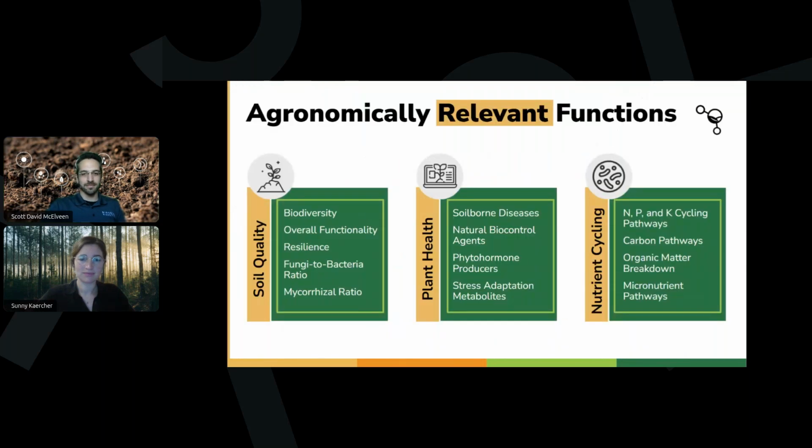Let's talk about it. So I'm going to look, yes, at disease risk. I'm also going to look at natural biocontrol agents. What is a biocontrol agent, Sonny? These are the beneficials in the soil microbiome.